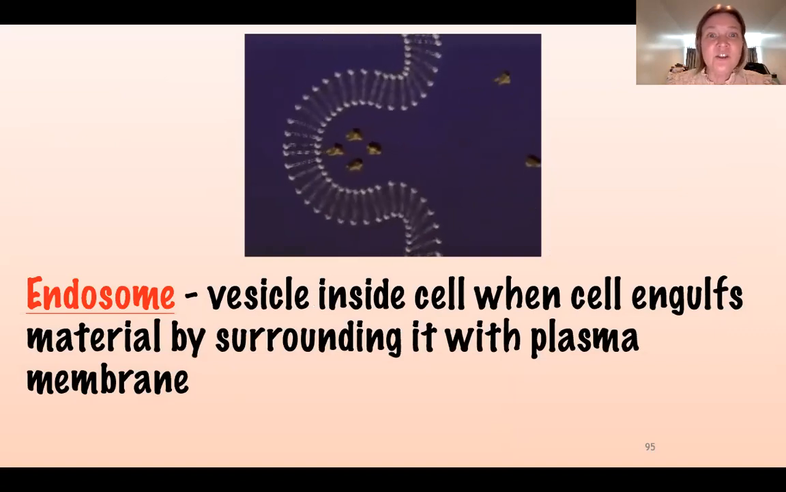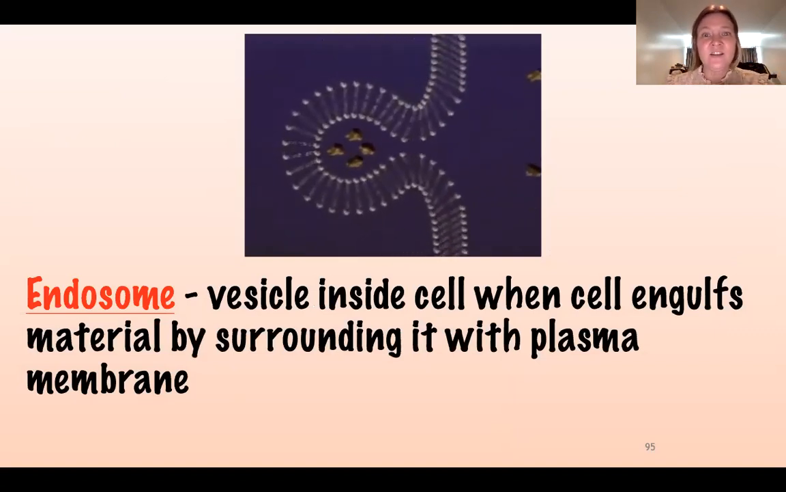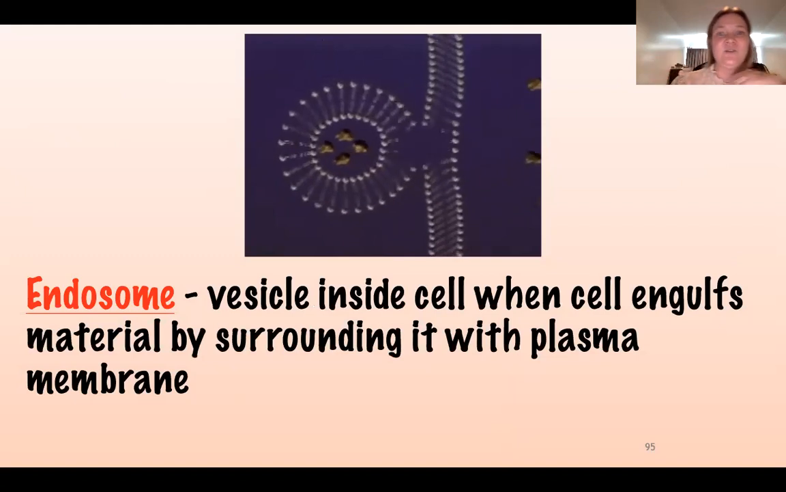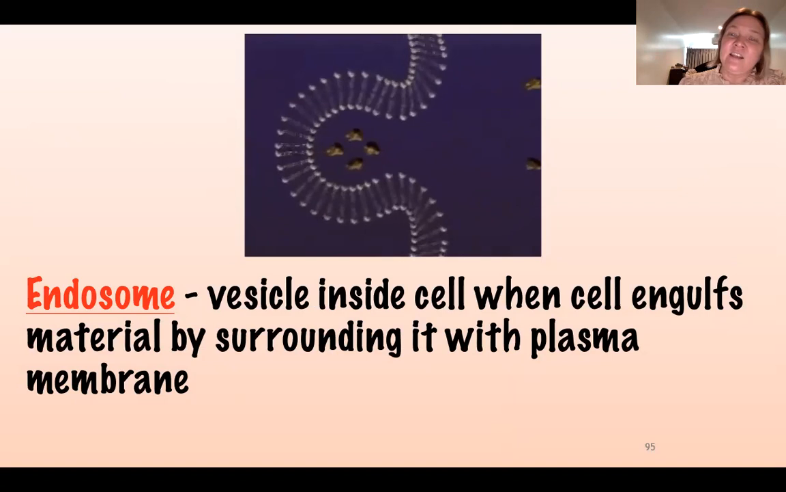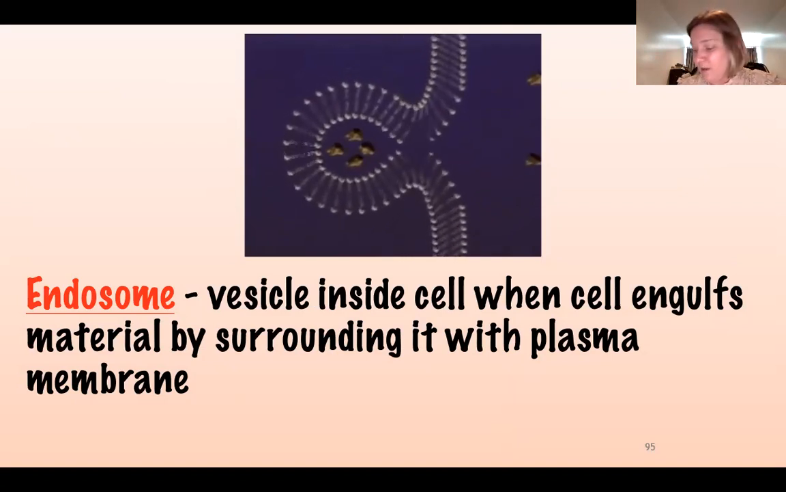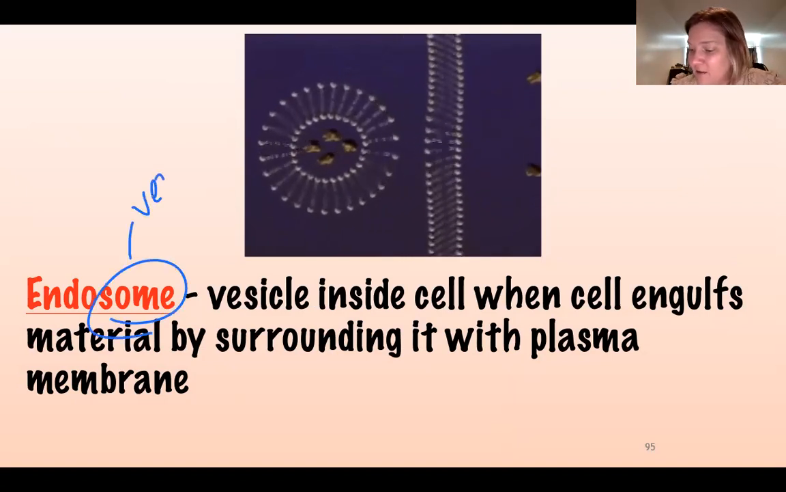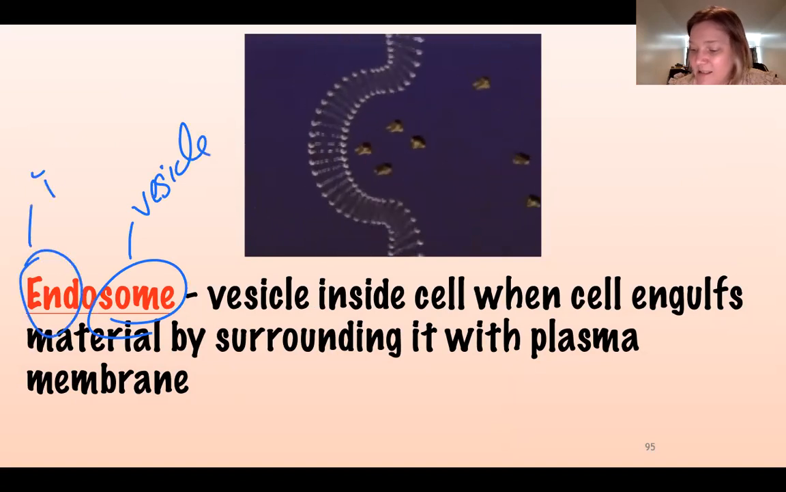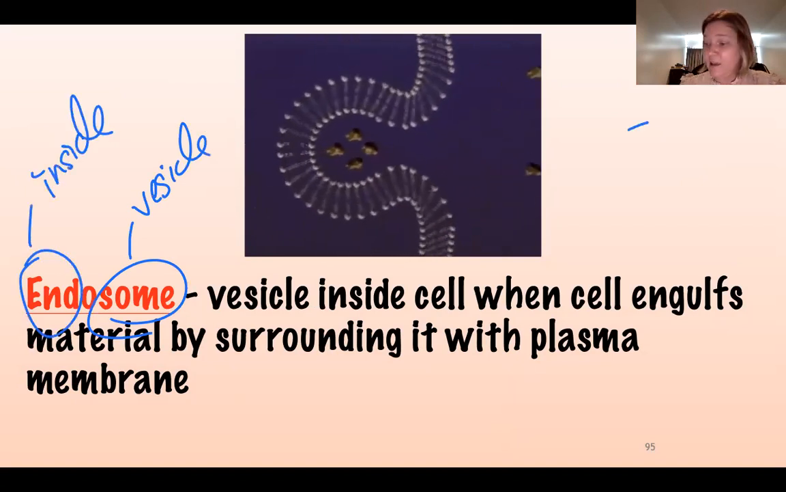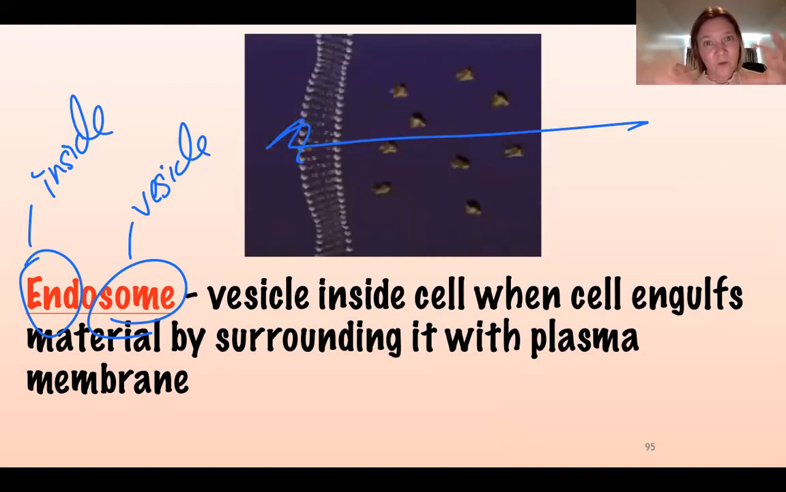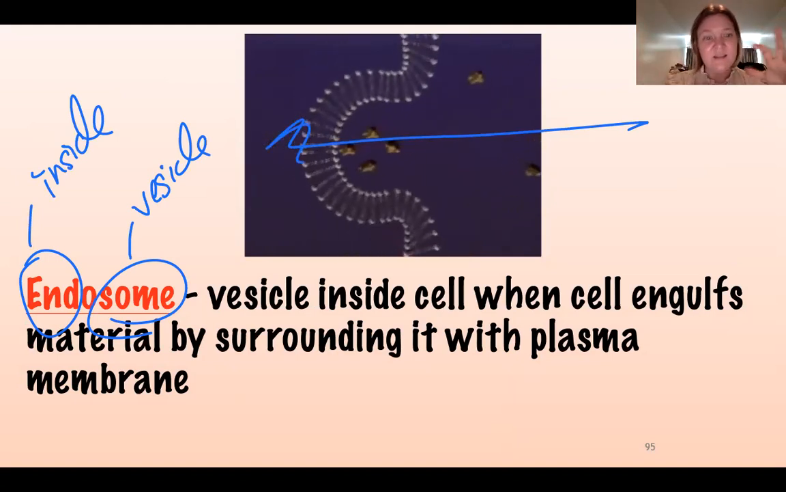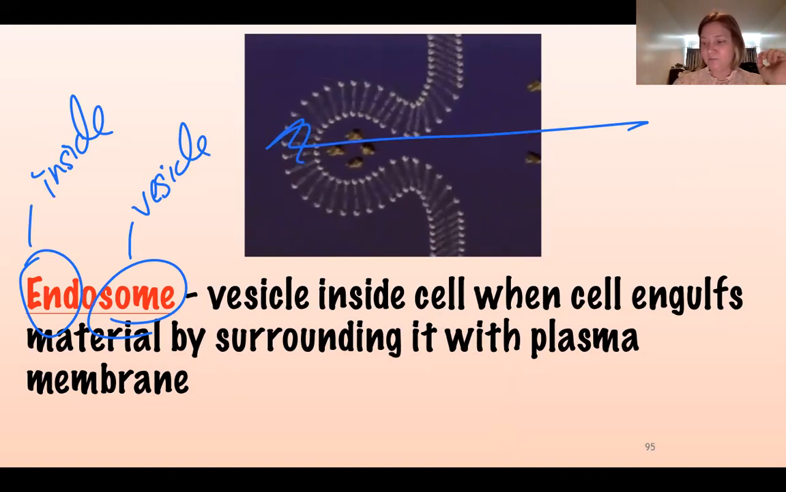A very general term for any vesicle that is formed by the process that you see happening here, of substances being taken into the cell, is called an endosome. Again, endo, inside. So anything going into the cell and forming a vesicle because it's going into the cell is an endosome.